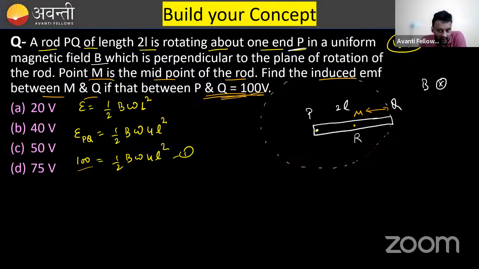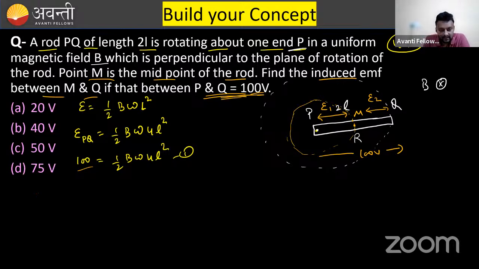Now, the total potential between P and Q is 100 volt. They are interested in between M and Q. Let's suppose this portion has EMF E1 and this portion has EMF E2. E1 is for P and M, E2 is for M and Q. Can you say that E1 plus E2 will be 100? Now, we can easily calculate E1 if the rod is of half of the original length, then it will be rotated something like that.